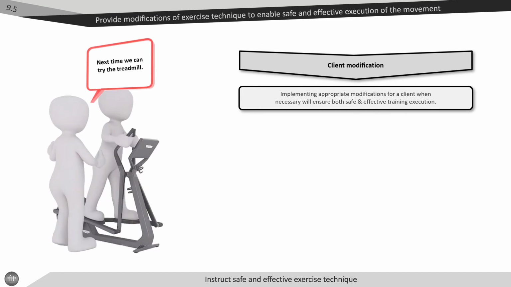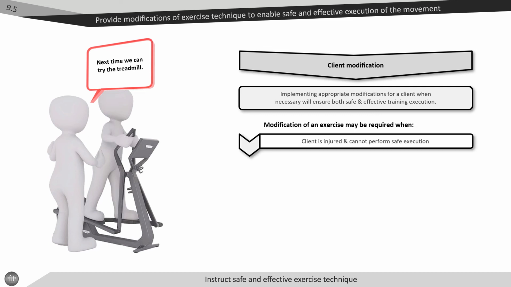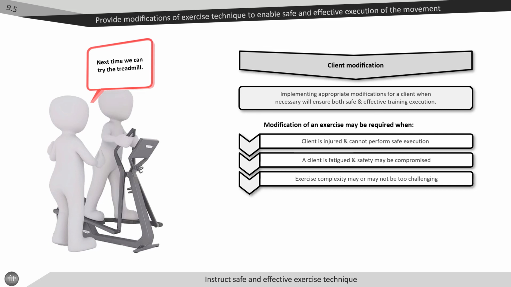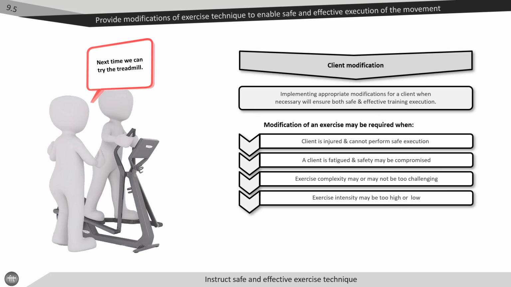Implementing appropriate modifications for a client when necessary will ensure both safe and effective training execution throughout the session. A modification of an exercise may be required when a client is injured and cannot perform at safe execution. A client may be fatigued and safety may also be compromised. It may be the case that the complexity of the exercise is too challenging for the client, or that the intensity may be too high or too low.